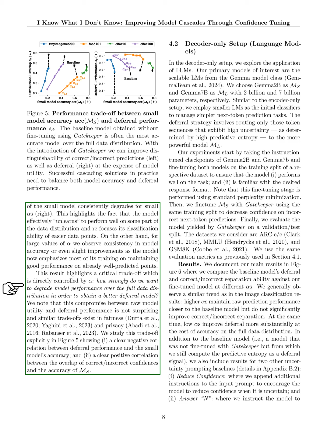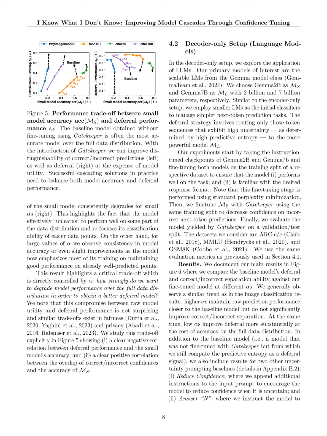This illustrates a trade-off between overall model utility and deferral effectiveness, a balance that is also seen in areas like fairness and privacy. We explicitly analyze this trade-off, showing a negative correlation between deferral performance and the small model's accuracy, and a positive correlation between the overlap of correct and incorrect confidences and the small model's accuracy.